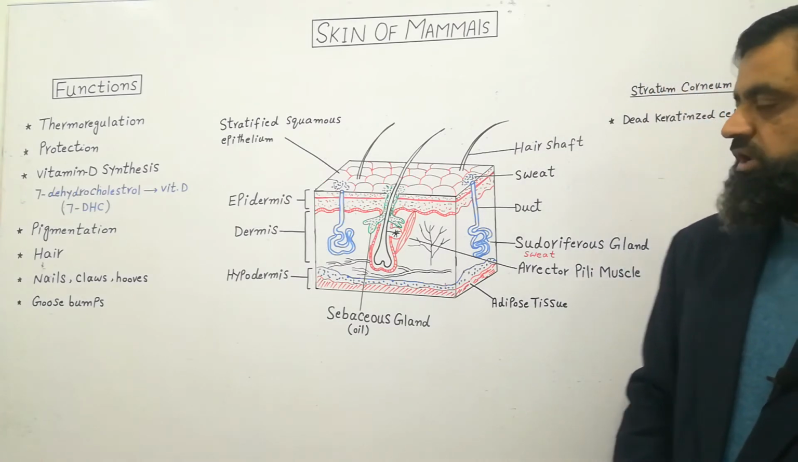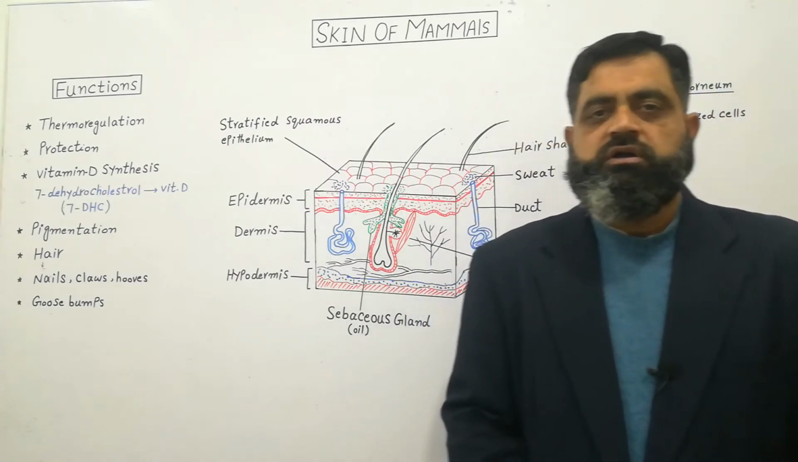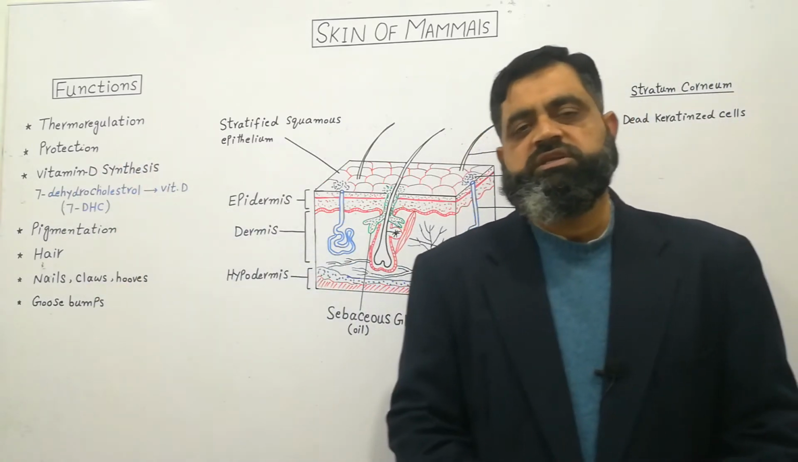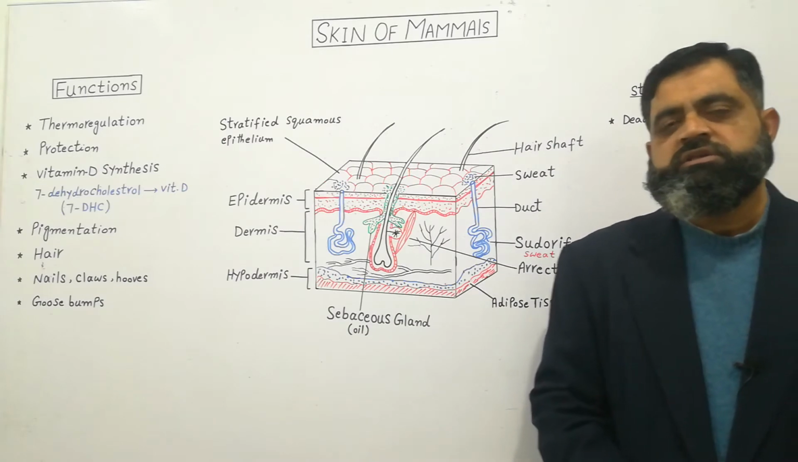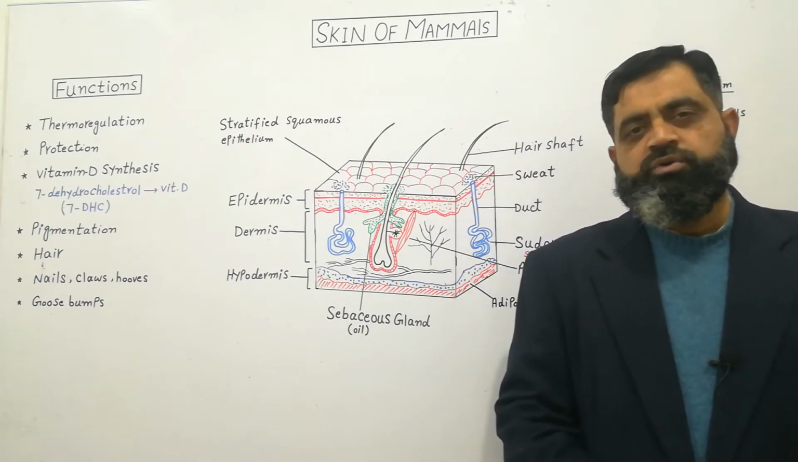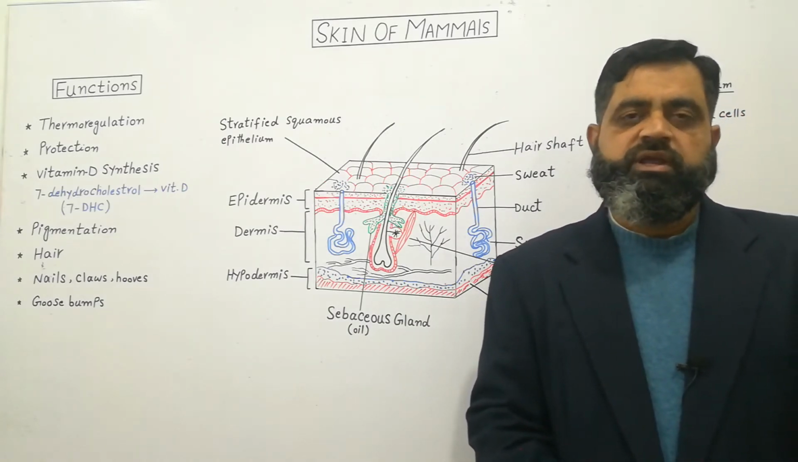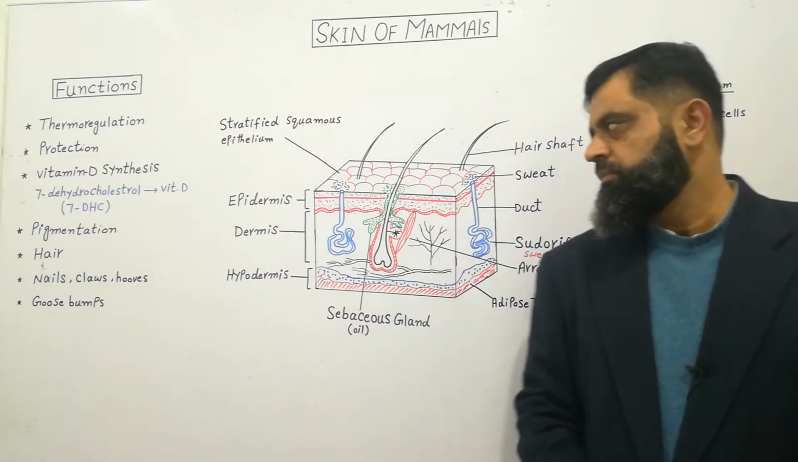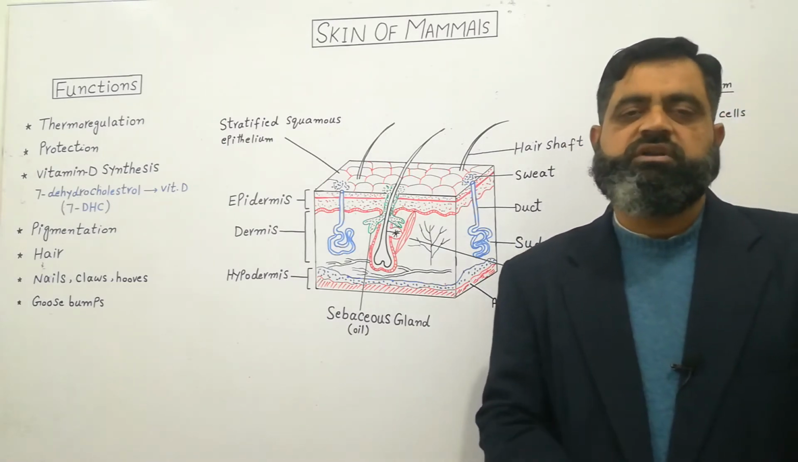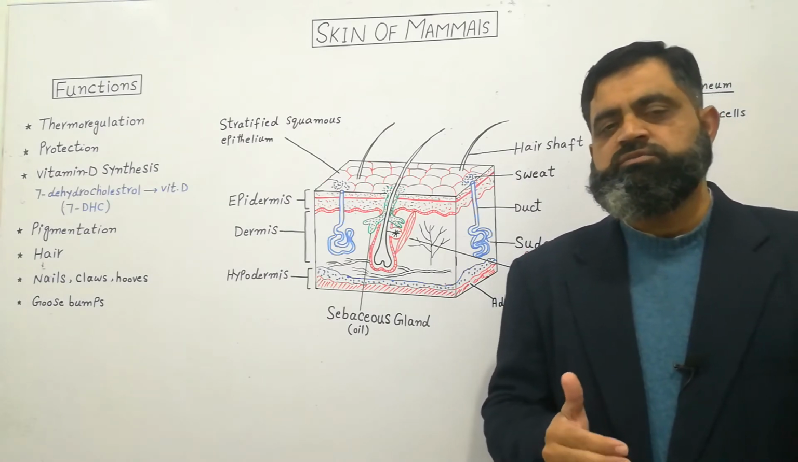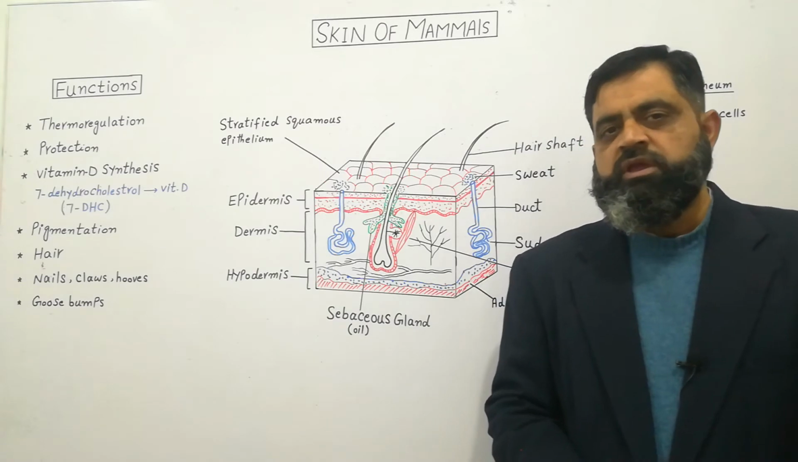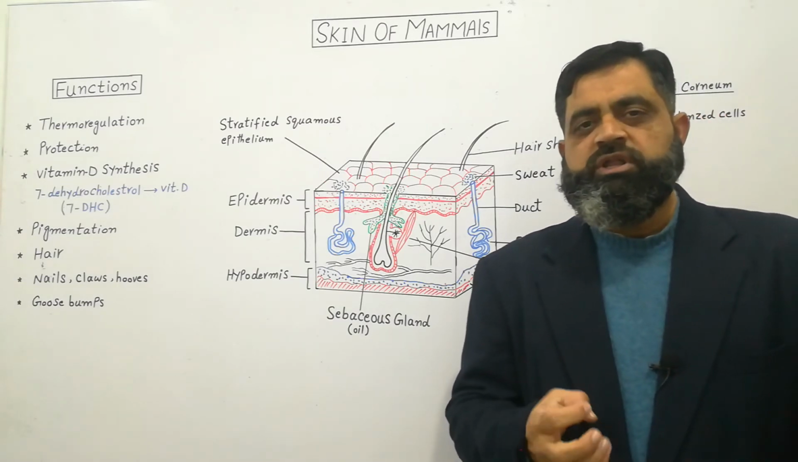Now let's look at some functions of the mammalian skin. The first function of the mammalian skin is thermoregulation. Our skin plays a very important role in thermoregulation during winter and summer seasons. As you can see, in summer our body temperature is 37 while outside temperature reaches more than 45 degrees centigrade in some regions of the world. During this process, our body gets overheated.